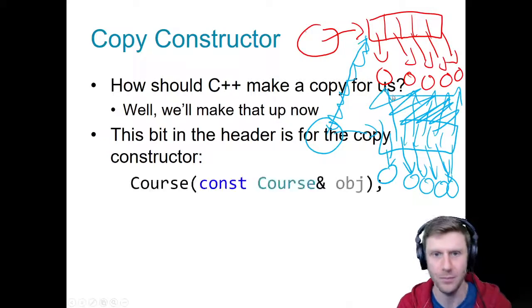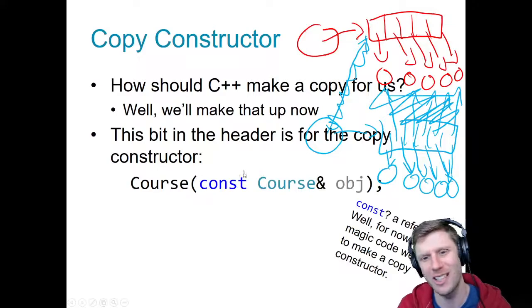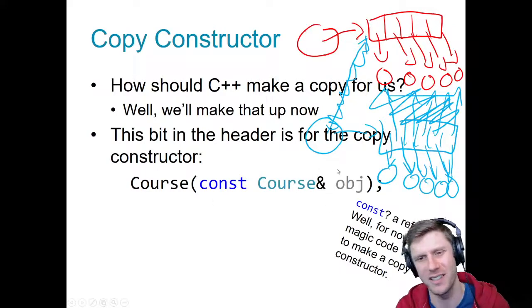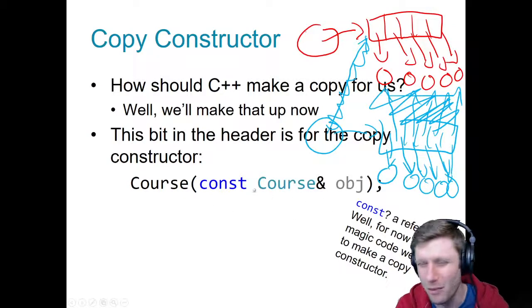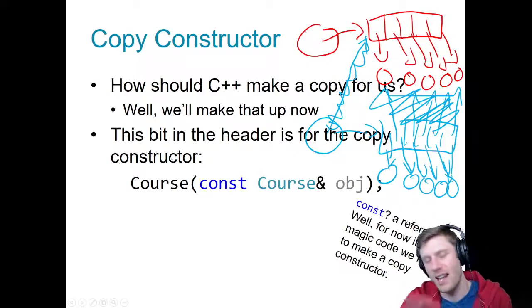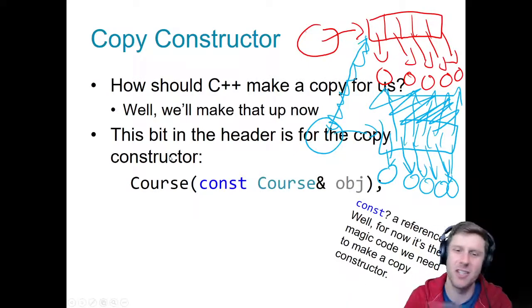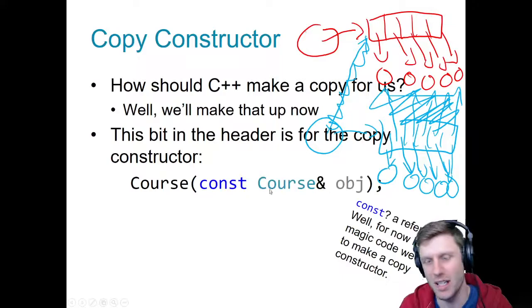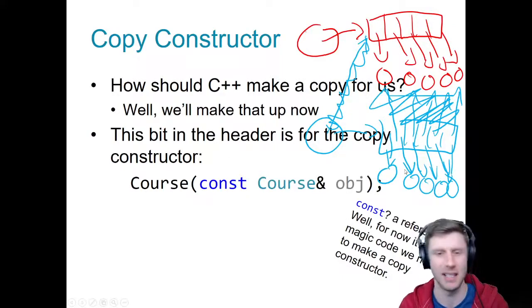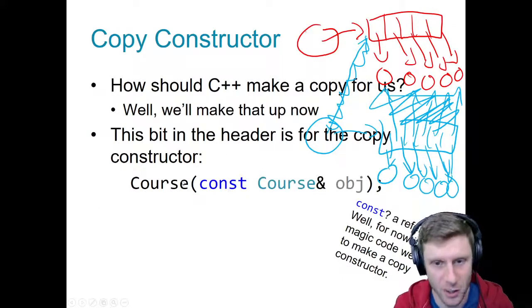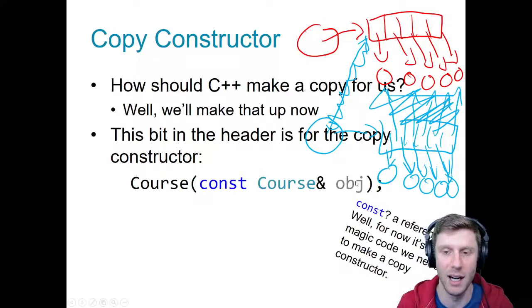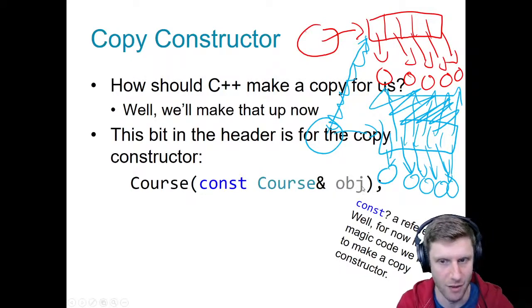So we're going to start writing our copy constructor. And I know you're seeing this const Course ampersand, so this must be a reference variable. It is, but at this stage, just pretend it's the magic code. We don't need to go into the details of why it needs to be these things at this stage. Basically, it's a constructor that's going to take a parameter that's the thing I want to make a copy of.